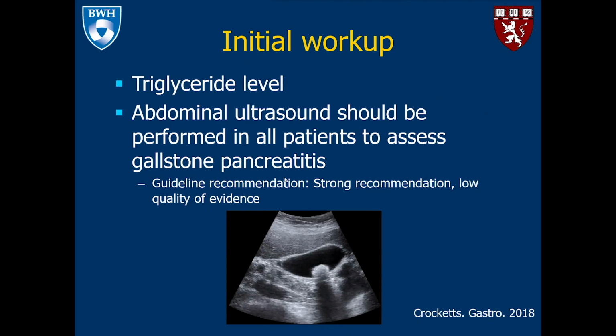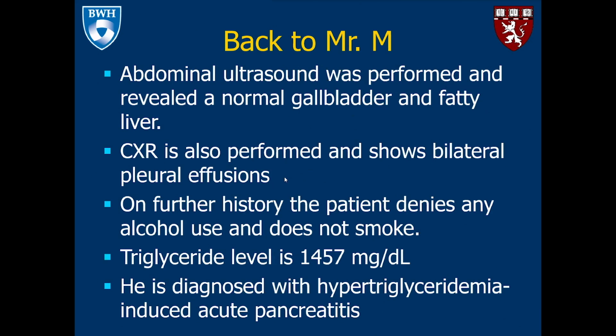So the initial workup that we do recommend in patients with acute pancreatitis is a triglyceride level and an abdominal ultrasound to assess for gallstone pancreatitis. Ideally, the triglyceride level should be done as soon as possible, ideally in the emergency room, because very quickly the level can go down and give you a false reassurance that the triglyceride was not the cause of the pancreatitis. So back to Mr. M.